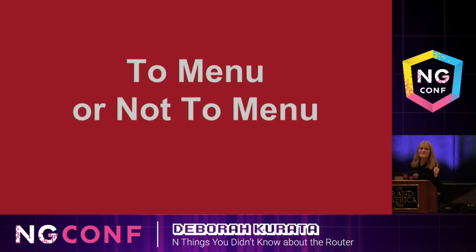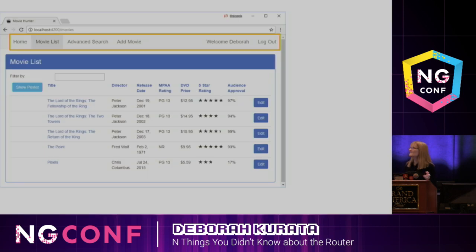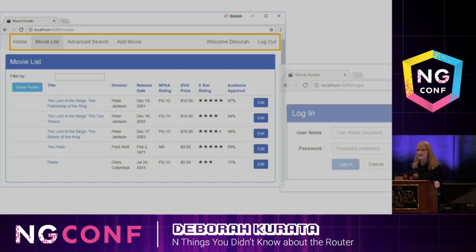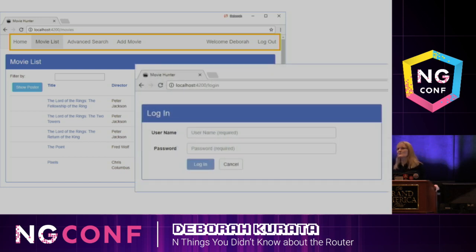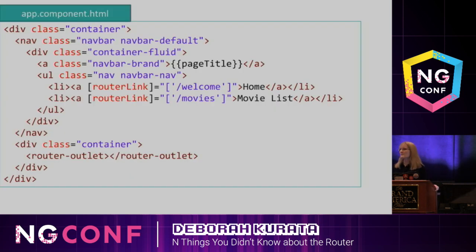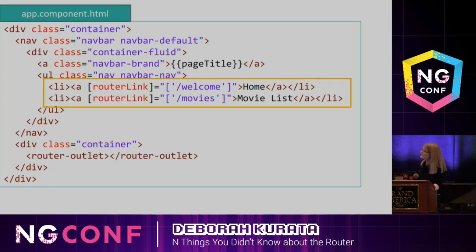To menu or not to menu? This is one of the questions that I get often. How do we deal with the fact that some of our pages we want to route with a menu on the top, and some of them, like our login page, we might not want to have our menu on the top? So how do we deal with that? Well, looking at our app component HTML, we can see that we have our nav bar with our router links, and under it is our router outlet. So anything we route to that router outlet is going to have our menu on top. That's because we're telling it to do it that way.